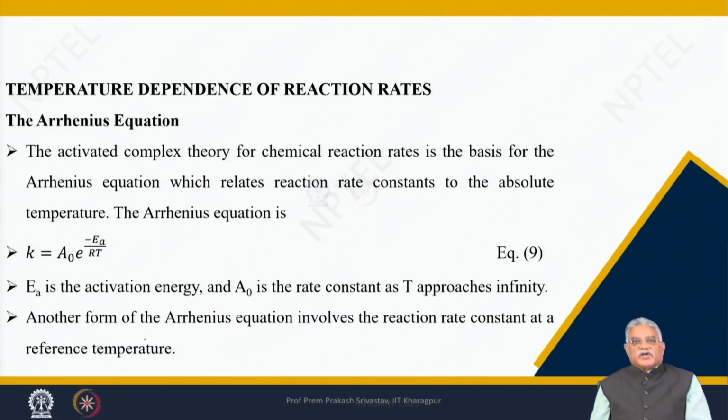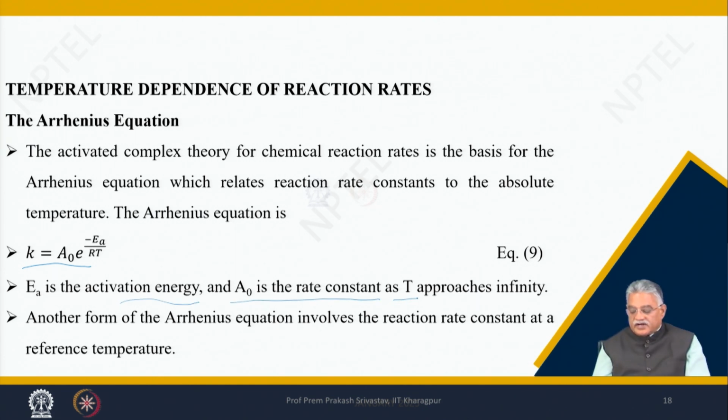Now, temperature dependence of reaction rates. The Arrhenius equation. The activated complex theory for chemical reaction rates is the basis for the Arrhenius equation, which relates reaction rate constants to the absolute temperature. The Arrhenius equation is k is equal to A0 e to the power minus Ea divided by RT, where Ea is the activation energy and A0 is the rate constant as T approaches infinity.